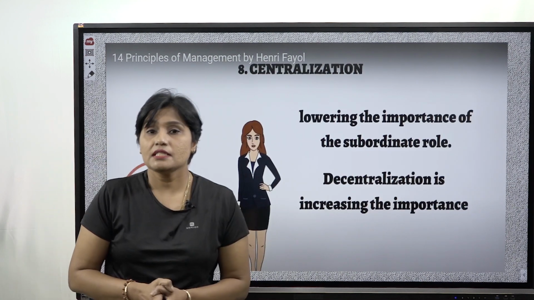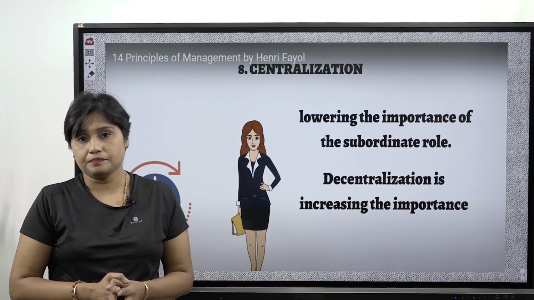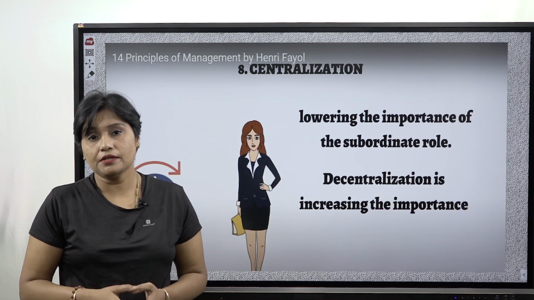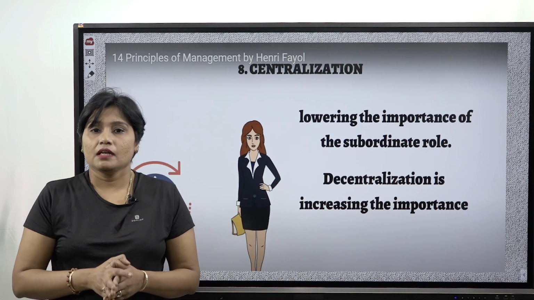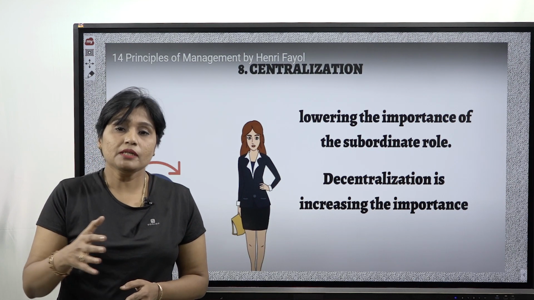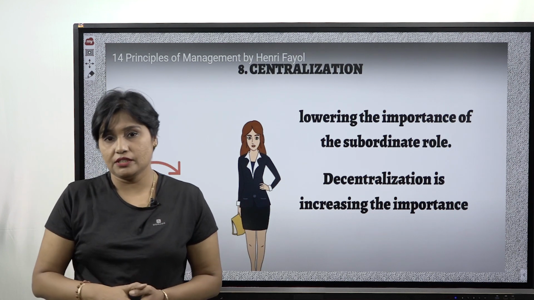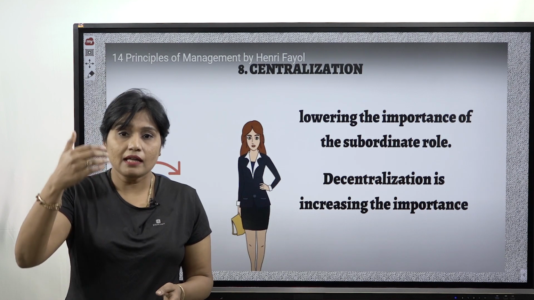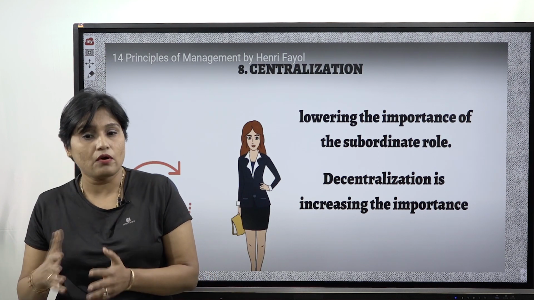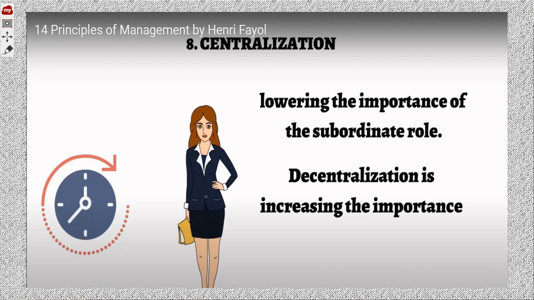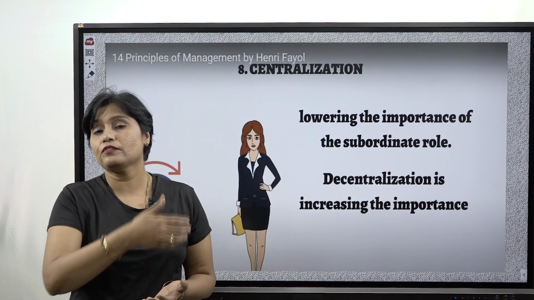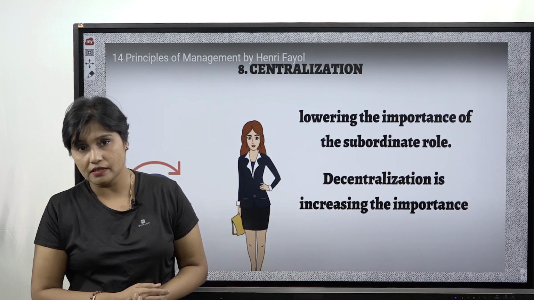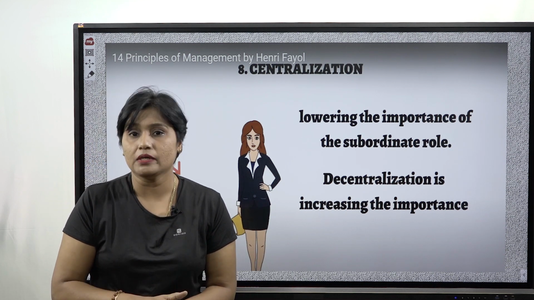Now, next comes centralization and decentralization. Both these terms are related to decision-making authority. Centralization means the decision-making authority lies only with the top management. The entire company's decisions will be taken only by the top management, and other levels of management will just follow their orders. So, here the importance of the subordinate role is lowered, in the sense that the employees follow the orders delegated by the top management.